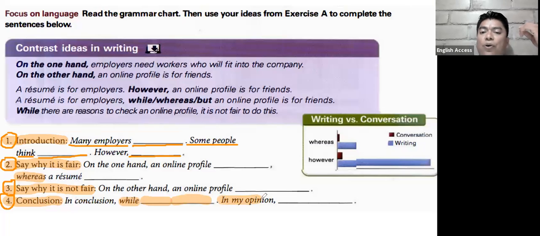And then your opinion. Your opinion is not a contrasting idea. It's your opinion, whatever it is, you know. In my opinion, the Chivas are the best team in the world.